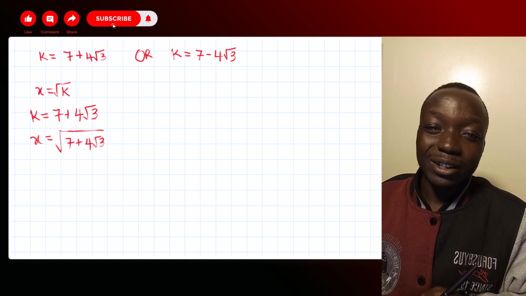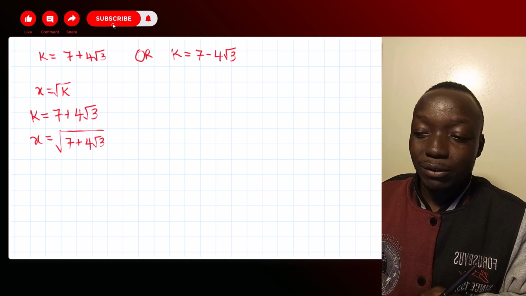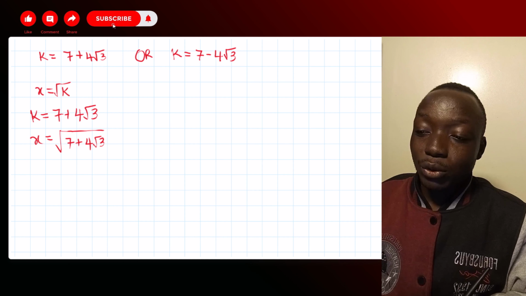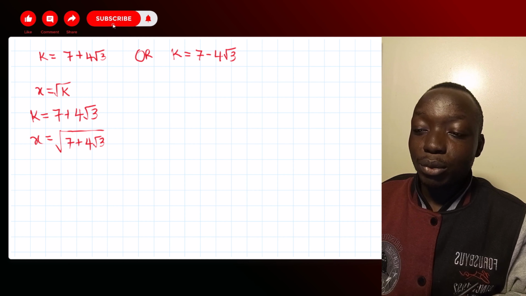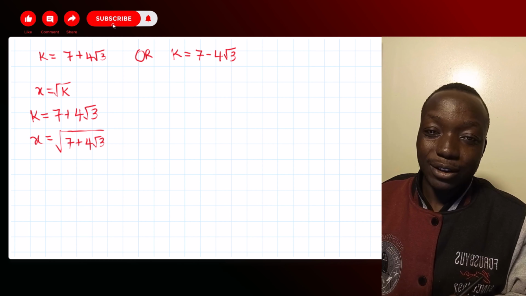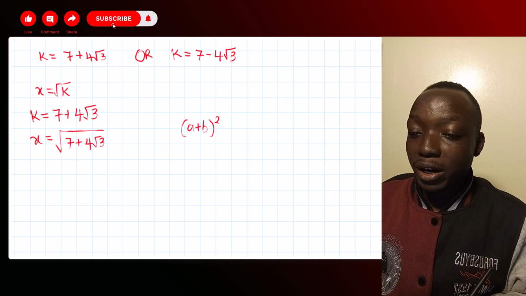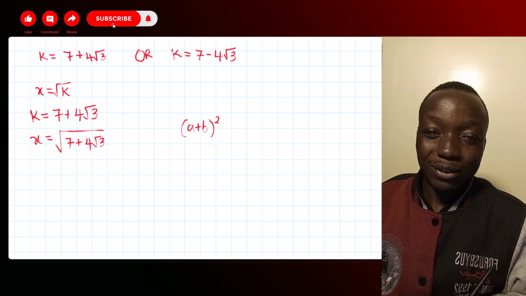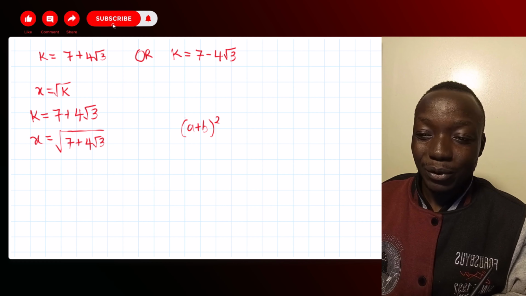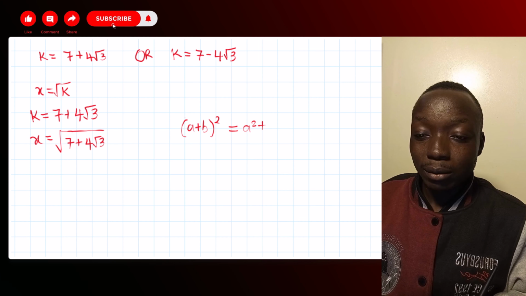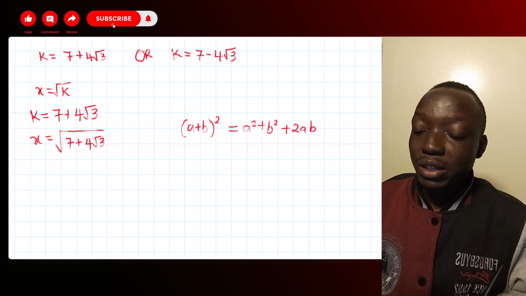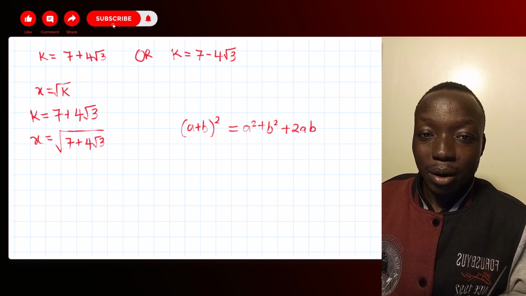So how do you find the square root of a surd? Now, it's a very simple concept. So first of all, you have to assume that 7 plus 4 square root 3 is a perfect square. What that means is that you can write it in the form of a plus b squared, so that the square can cancel the square root and you'll be able to find what the roots are. All right, so this is what we're going to do. If we expand this, we're going to have a squared plus b squared plus 2ab. So let's assume 7 plus 4 root 3 is a perfect square.